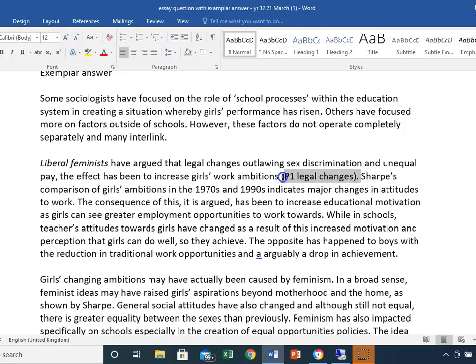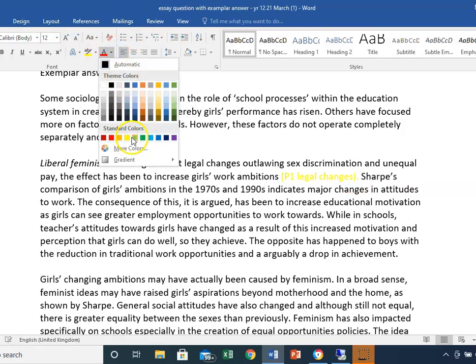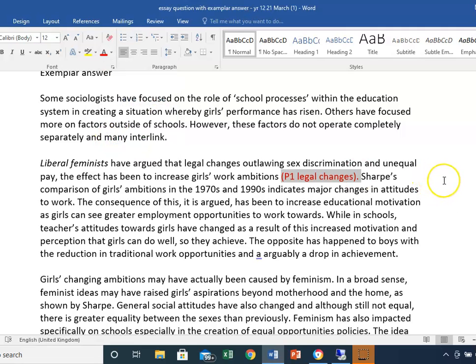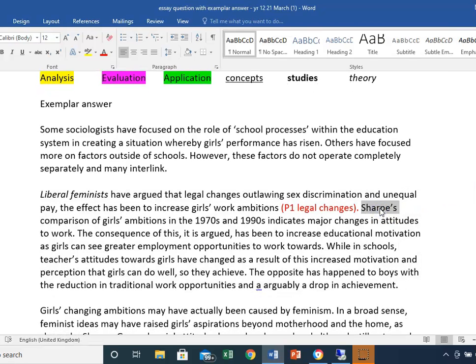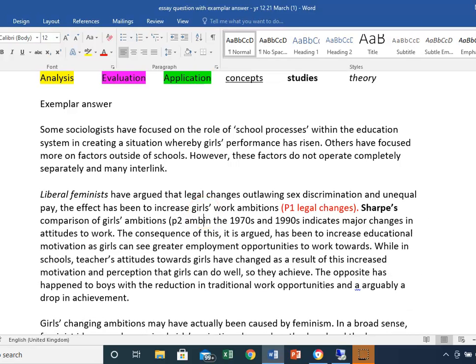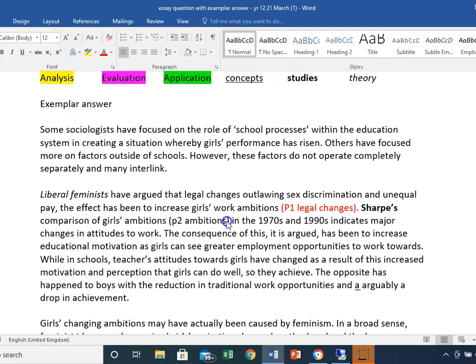I'll just make that a different colour to make it clear that it's not a student. Should I do it in red? Yeah. Sharp's comparison of girls' ambitions in the 1970s and 1990s indicates major changes in attitudes to work. Okay, so Sharp, that's a study. Studies, I said I do in bold. So what this person has done is they've managed to link changes to laws with girls' ambitions. Okay, so this is another point, if you like, to girls' ambitions. Sorry, a bit long-winded.